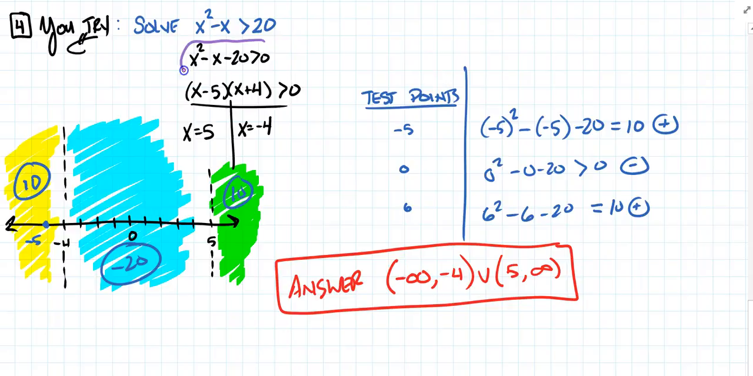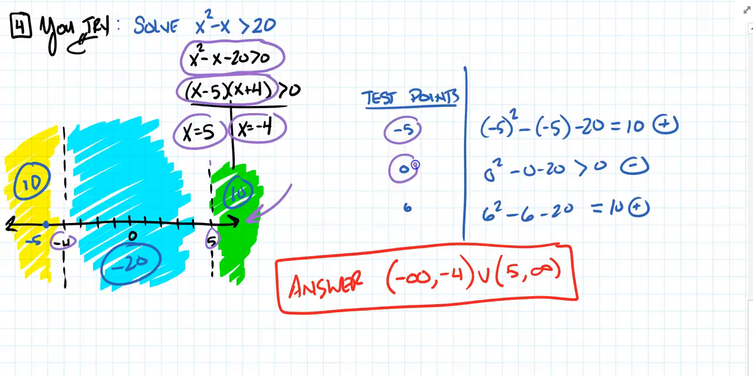The first thing I did was I got it into a usable form. Then I factored it. Then I found my critical points of 5 and negative 4. I drew a number line. I have my critical points at 5 and negative 4. I then took test points from each region. Negative 5 from the yellow region, 0 from the blue region, and 6 from the green region. I then plugged in and got a positive answer, a negative answer, and a positive answer. And that told me exactly where all of these are going to be positive or greater than 0. So therefore, it's any x that's between negative infinity and negative 4, or any x that is 5 or greater.